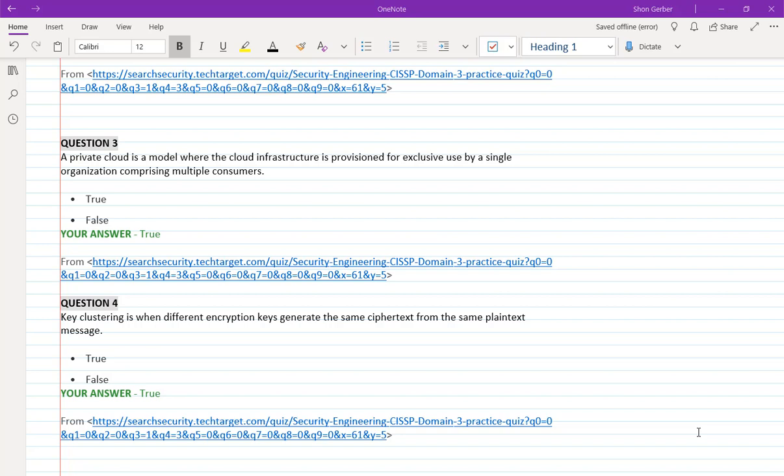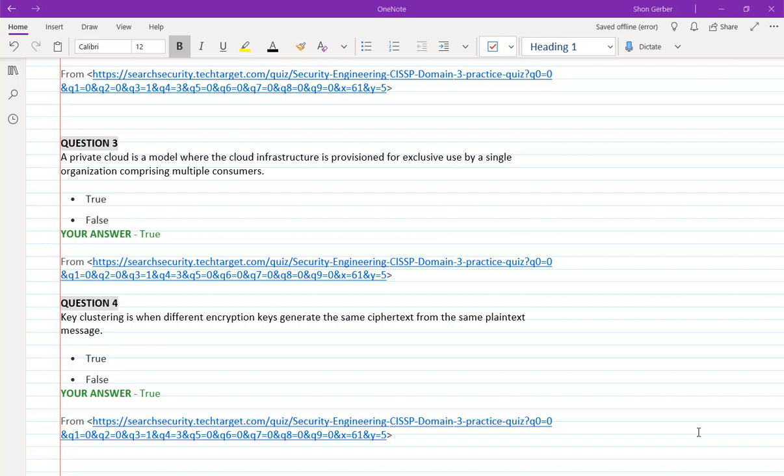A private cloud is a model where the cloud infrastructure is provisioned for exclusive use by a single organization comprised of multiple consumers. Okay, i.e. private or public. Which one would it be? It's private. It's probably said along the lines of it's just for some specific people. Yes, that is true. It is a model where cloud infrastructure is provisioned for exclusive use by a single organization.